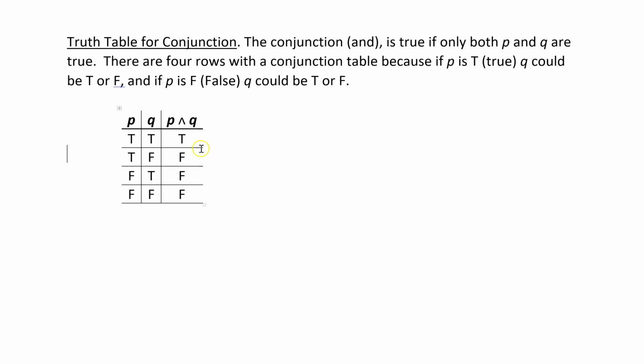Then we develop a third column. And this third column is the conjunction, because that's the situation we're looking at. The conjunction uses the and symbol. And we're looking for where P and Q are both true, and that gives us a true statement in the end. So when we have true, true, our conjunction is true. But in any other case, our conclusion is false. And that's because they both have to be true in an and situation for the conclusion to be true.